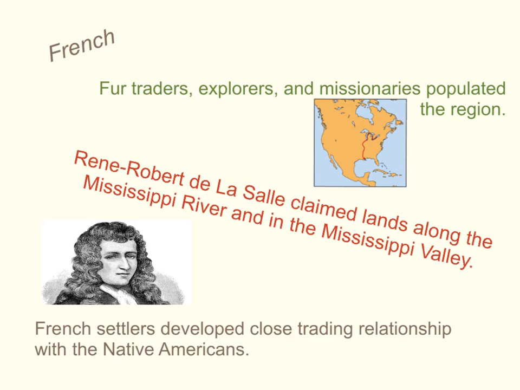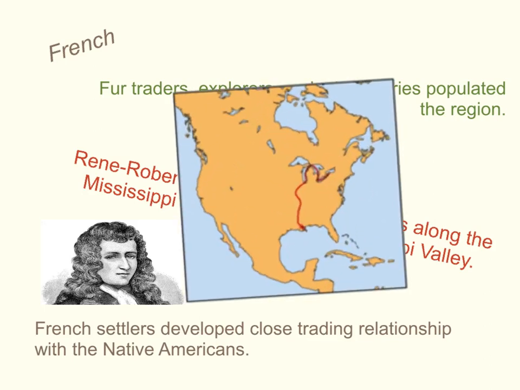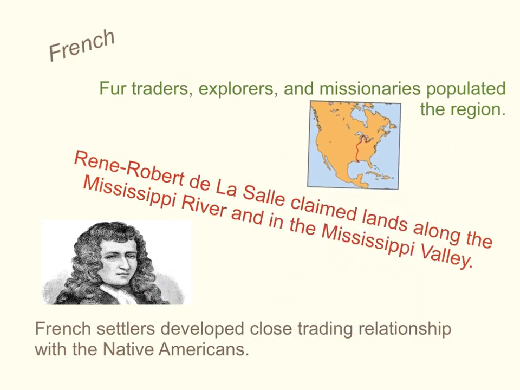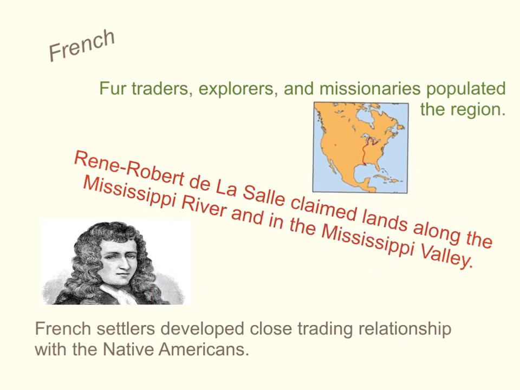If you look at this map right here, you kind of get an idea of where the French traded, mostly up in Canada and along what we now call the Mississippi River in the Great Lakes area. That's kind of where the French were exploring. Anyway, a couple of Frenchmen of note. One, Rene Robert de La Salle, will claim lands all up and down the Mississippi River. So that red line is the Mississippi River. And all the time he is claiming land for France.